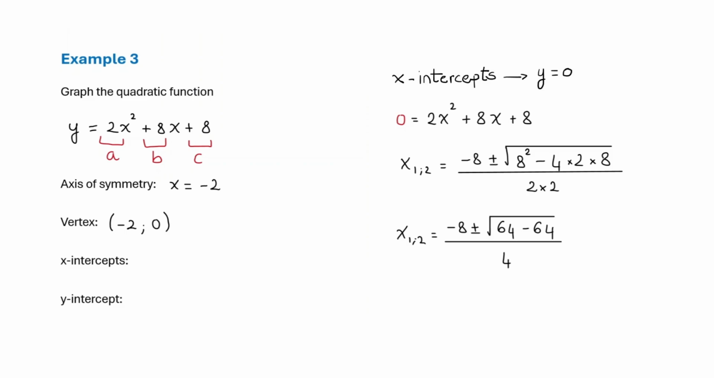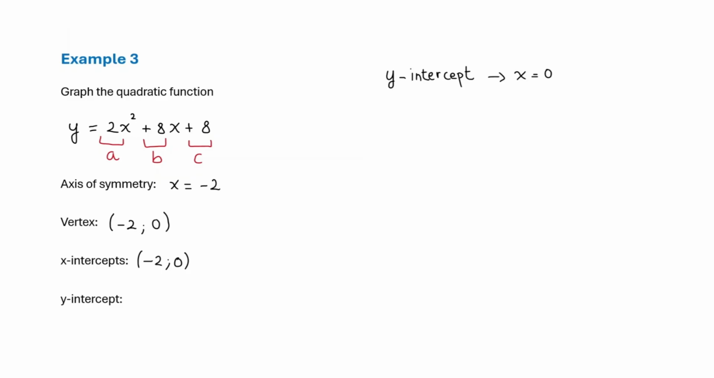The value inside the square root is 0, so we have x equals negative 8 plus or minus the square root of 0 all over 4. Since the square root of 0 is 0, both solutions are equal to negative 8 over 4, which gives us x equals negative 2. The two solutions coincide, so we have one repeated root. This confirms that the vertex and the only x-intercept are the same point, negative 2, 0.